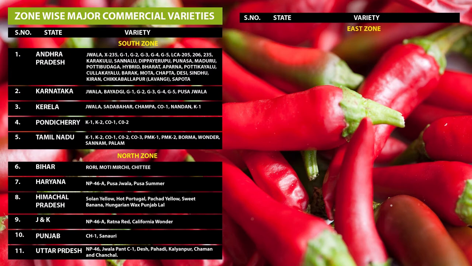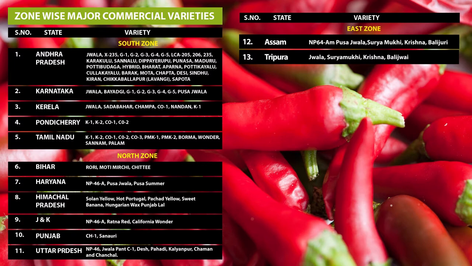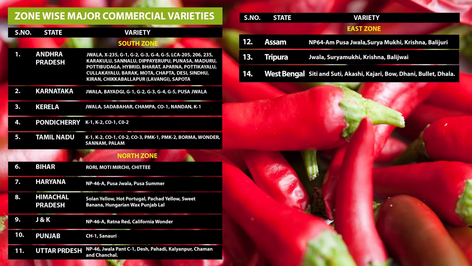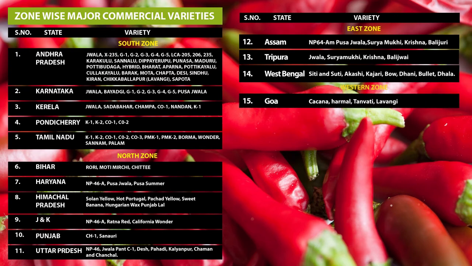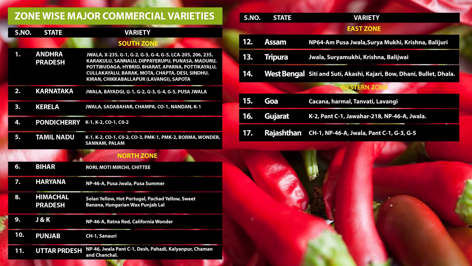3rd, East Zone. 12. Assam: NP64, AM Pusa Jwala, Suryamukhi, Krishna, Balijuri. 13. Tripura: Jwala, Suryamukhi, Krisha, Balijoy. 4. Western Zone. 15. Goa: Kakana, Harmal, Tanvati, Lavangi. 16. Gujarat: K2, Pant C1, Jawahar 218, NP46A, Jwala. 17. Rajasthan: CH1, NP46A, Jwala, Pant C1, G3, G5.